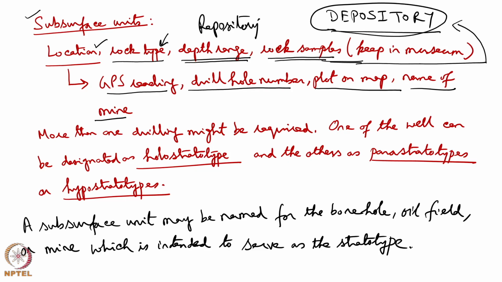More than one drilling might be required. If possible, if financially possible, go for more than one drilling. One of the wells can be designated as the holostratotype. The drill well which is giving maximum information clearly about the different rocks or the targeted rock unit can be called the holostratotype, and the other drilling can be called either a parastratotype or a hypostratotype. This is the standard one, and parastratotype or hypostratotype are the supporting ones.